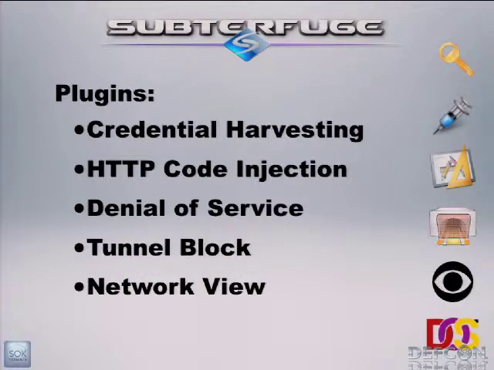And we're also going to have a demonstration of Network View. It's a really unique feature of Subterfuge. It's a whole new way of visualizing the attack as it's happening. It's a dynamic view that updates and lets you visually see the network as you're attacking and who exactly you're man in the middle.